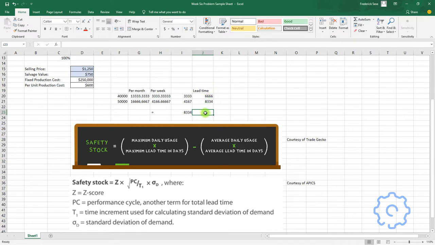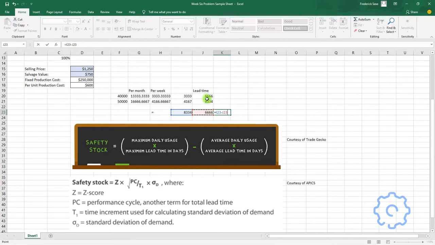So we would go equals this. We would take the maximum usage, maximum daily usage times the lead time in days, or in weeks in this case, subtracted by the average daily usage in weeks, times the average lead time. So basically, since we're measuring it in weeks, this is the weekly multiplied by the 2-week lead time.